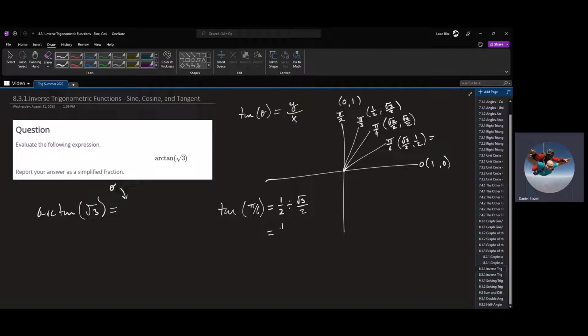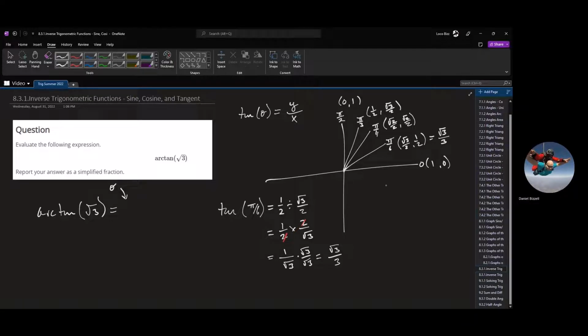And that's going to give us 1 half times 2 over the square root of 3. In other words, when we multiply across, the 2's will cancel, and that gives us 1 over the square root of 3. And then if we rationalize this by multiplying by the square root of 3, we end up with the square root of 3 over 3. So now we know tangent at pi over 6.